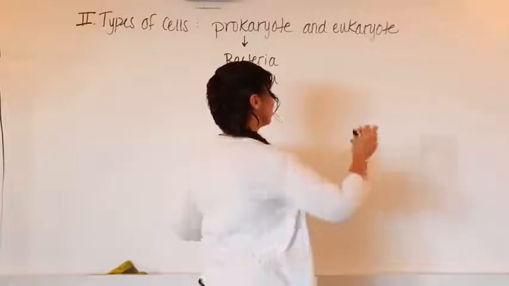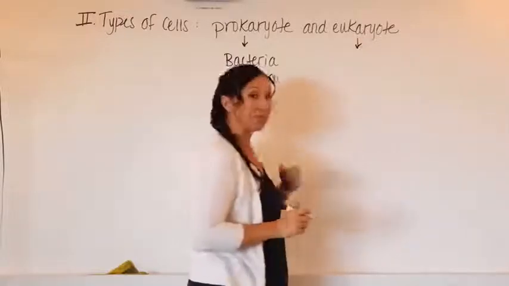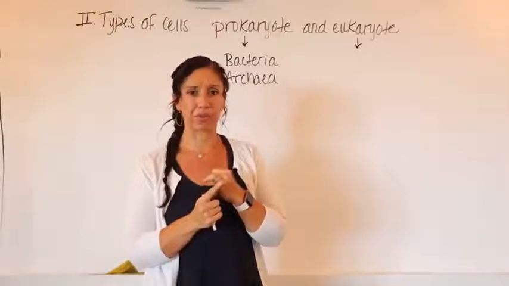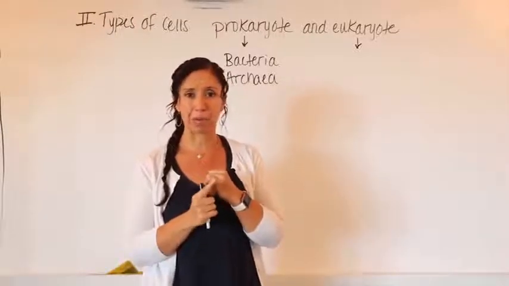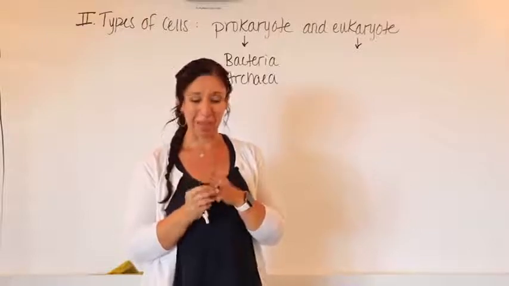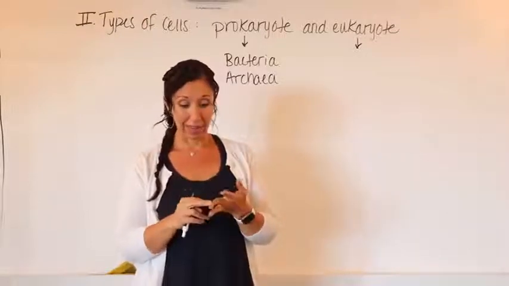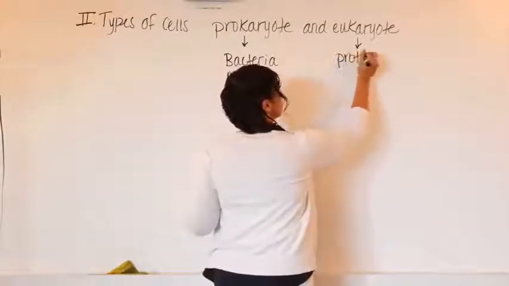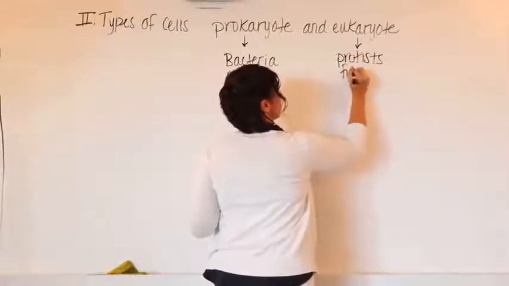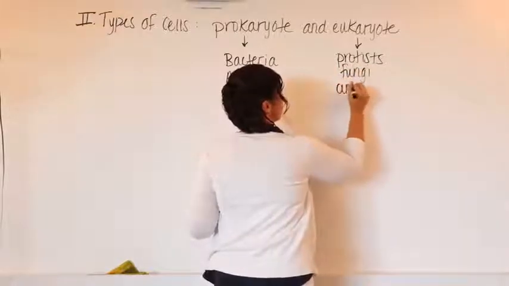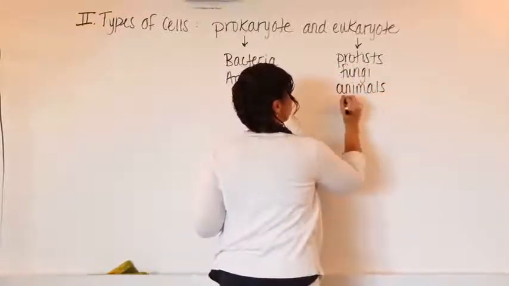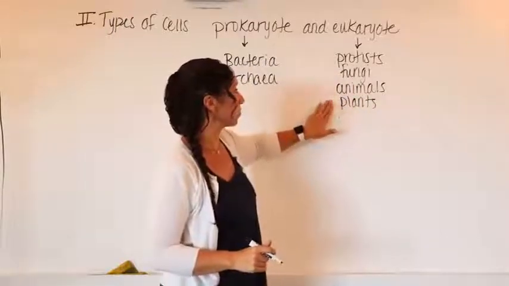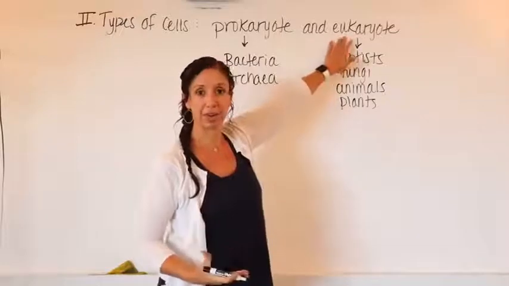So when we talk about eukaryotic cells, eukaryotes, you're talking about us. You're talking about protists, which are those cute little single cellular organisms like amoebas, parameciums, stuff like that. Fungi, animals, us, and plants. So here you got protists, fungi, animals, and plants. These are the kingdoms, protists, fungi, animals, and plants, that are attributed to having eukaryotic cells.